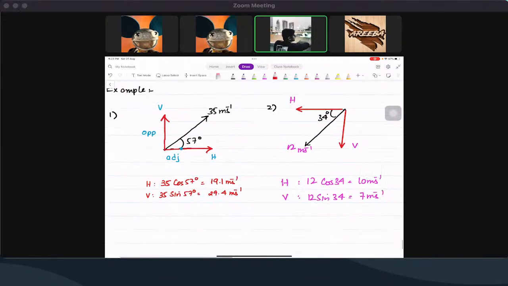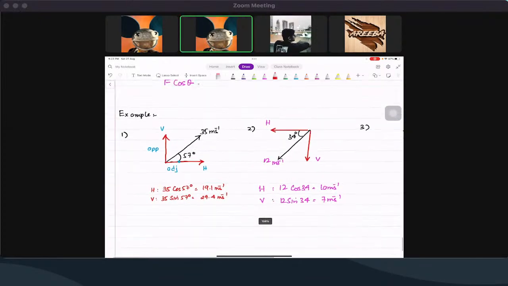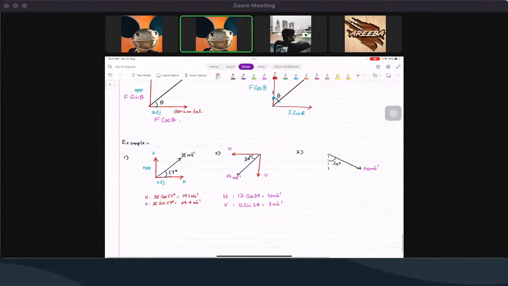Yes. Now for this one, Ariba, can you tell me where the vectors will be for the third one?